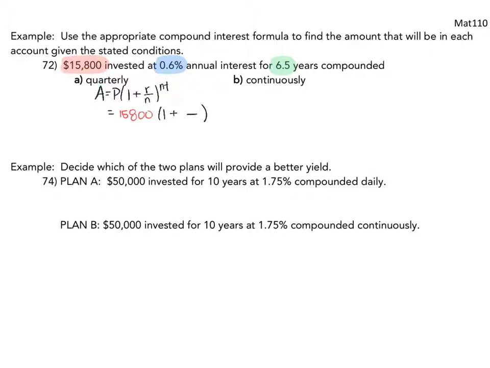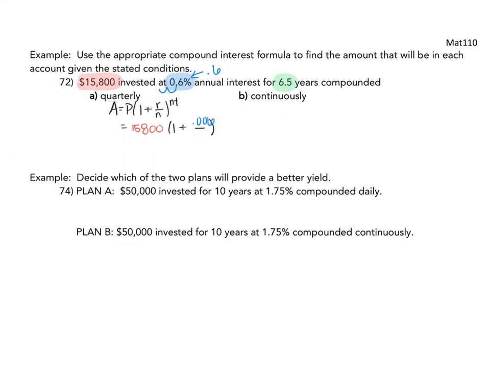R is my rate. Now this is the percentage, so I need to take that and move it 2 places to the left, and that will give me my decimal of 0.06 over N, which N right here tells me it was quarterly, which means 4 times per year. So then again, N times T, which is 6.5. So there's all my numbers. I'm going to fill that in.